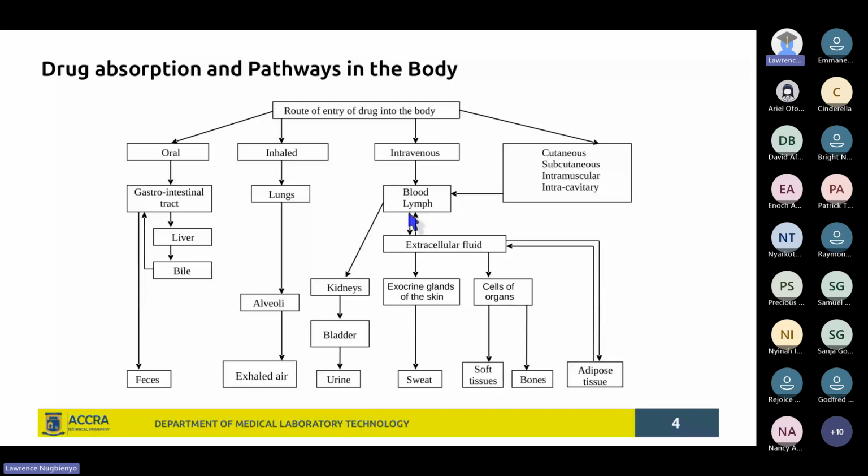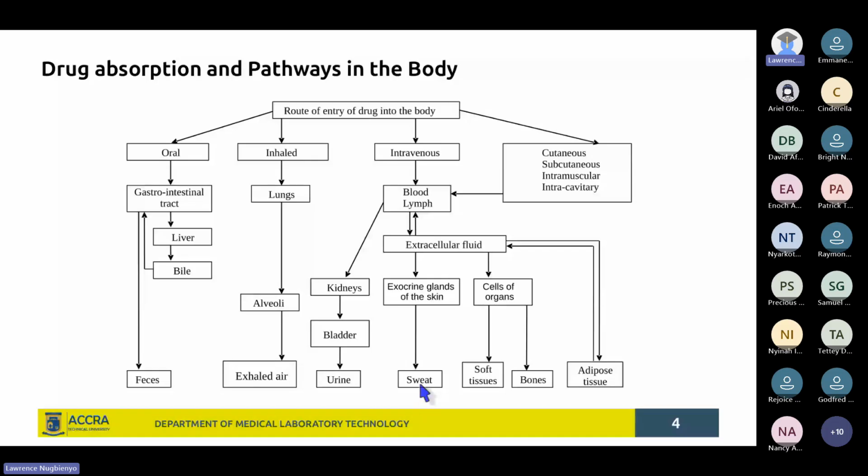From the blood lymph, you can also have some extracellular fluid, like plasma, flowing, which you have the drug flowing with it. And these can now get excreted by the exocrine glands, such as the sweat glands in the skin, which means that these drugs will get excreted through sweat. So you can have drugs getting excreted through sweat.